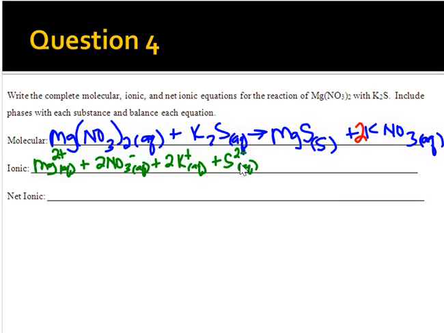The biggest mistake students make with these is they either forget the phase of matter, or they forget the charges. So just make sure you're always asking yourself those 3 questions. How many? What's the charge? What's the state of matter?